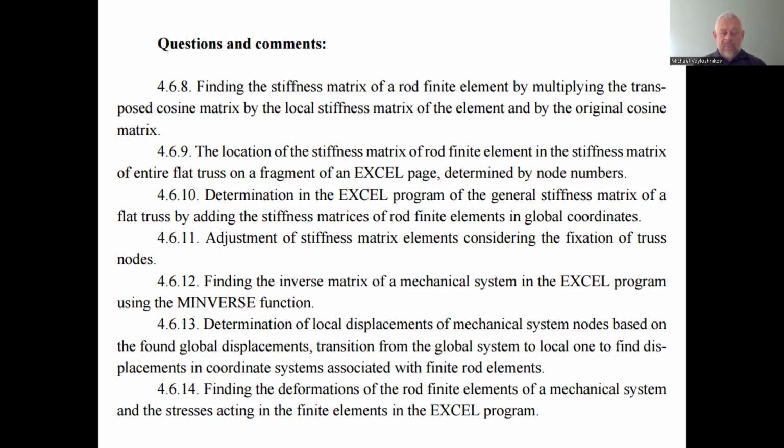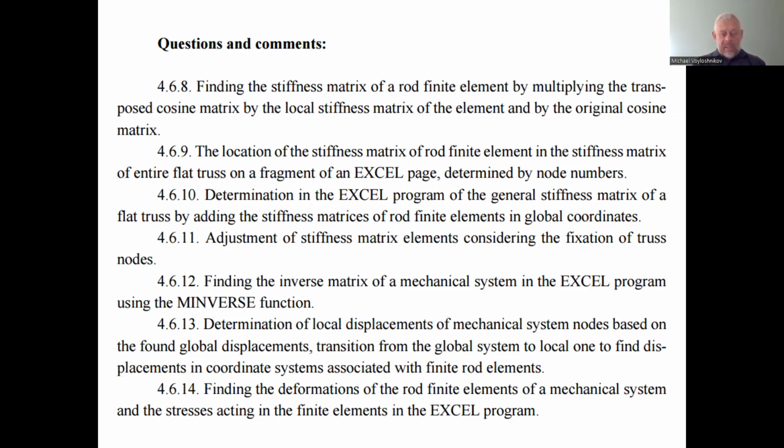4.6.10, determination in the Excel program of the general stiffness matrix of a flat truss by adding the stiffness matrices of finite elements in the global coordinates. After the filling of the templates for each finite element, we fill the template with the stiffness elements of each finite element from the stiffness matrices in the global coordinate system. After that, we can find the general stiffness matrix of a flat truss by adding the stiffness matrices of rod finite elements in the global coordinates.